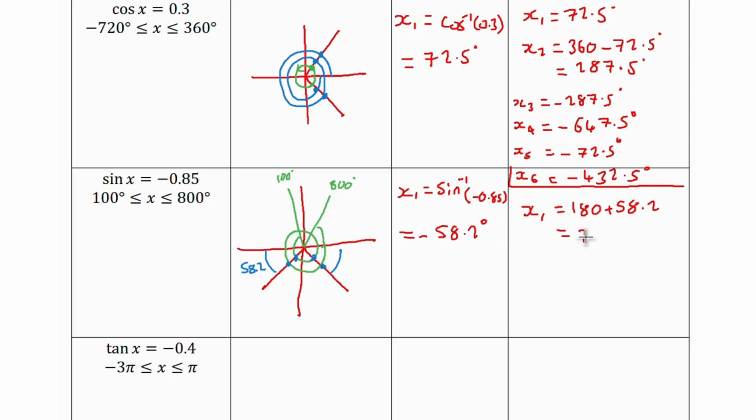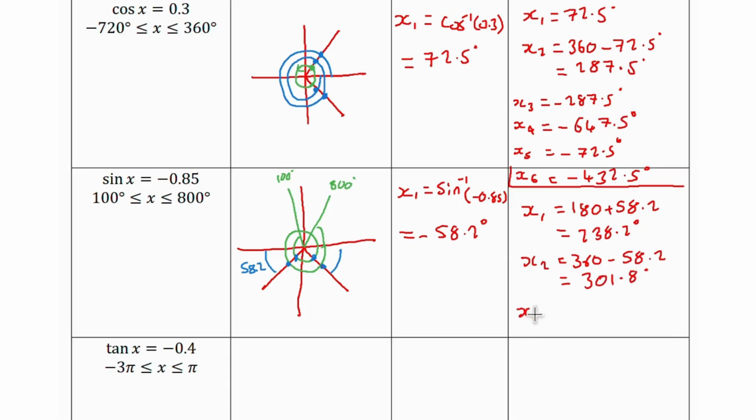which is 238.2 degrees. My second one is going to be 360 minus the 58.2, all the way around to 360, and then go back by 58.2, which gives me 301.8.